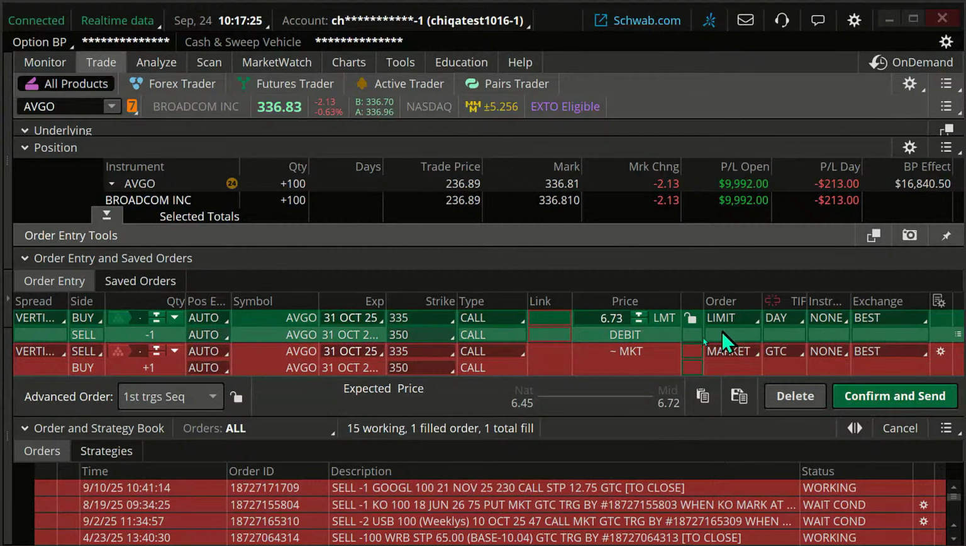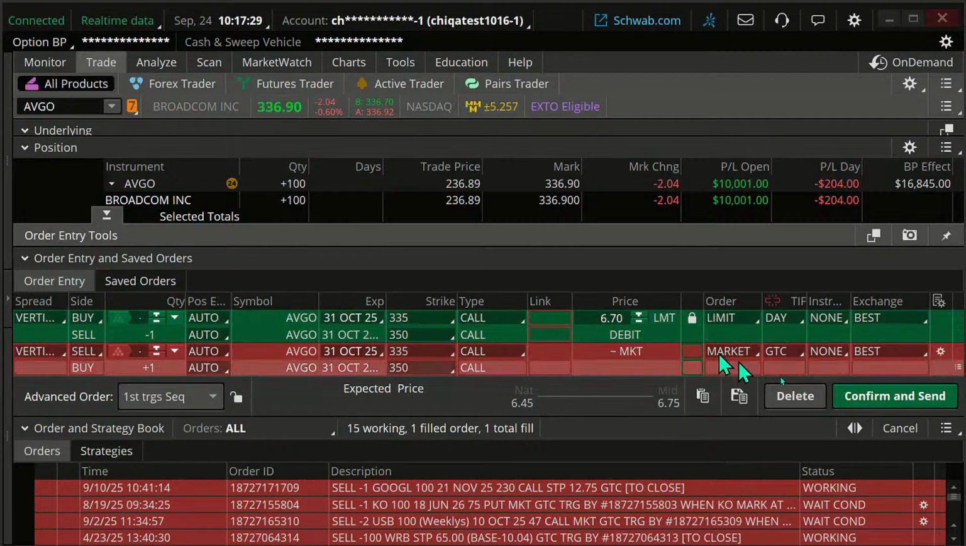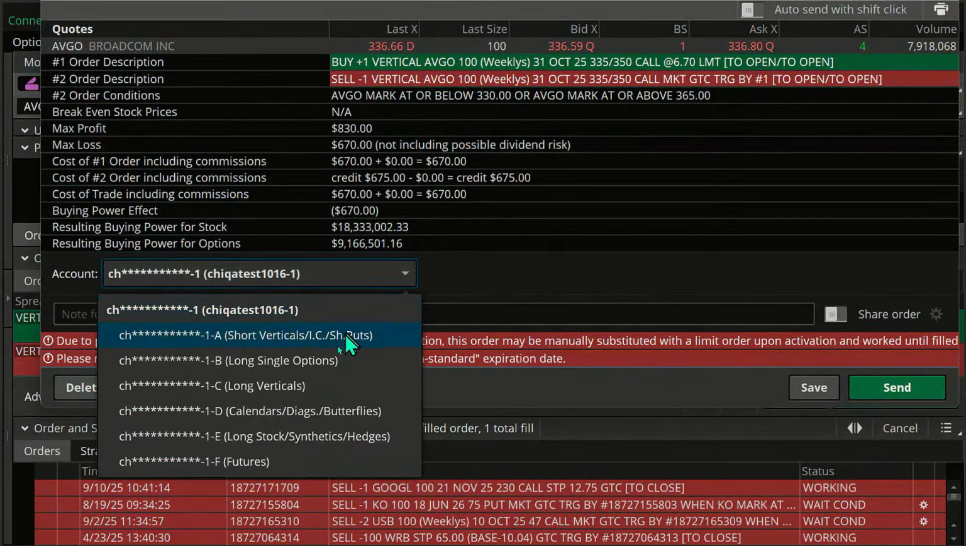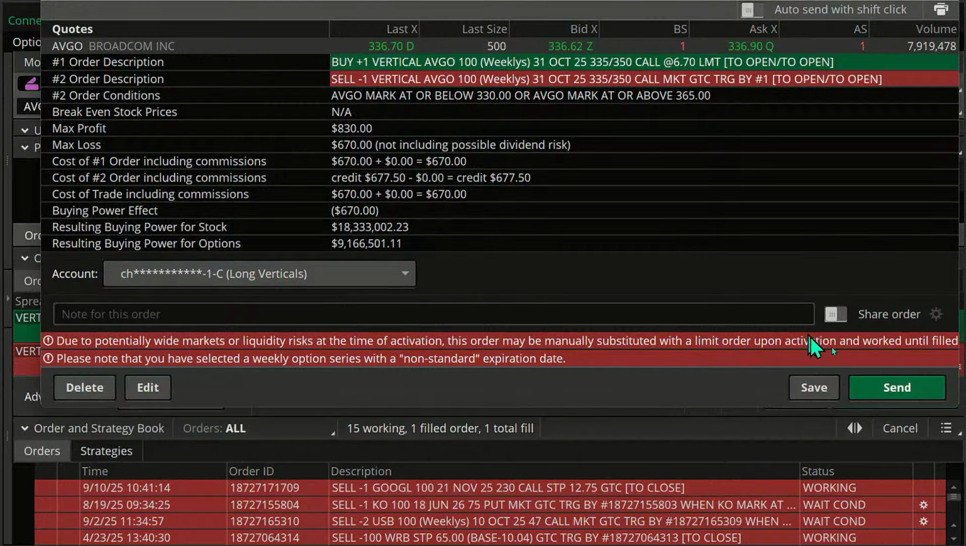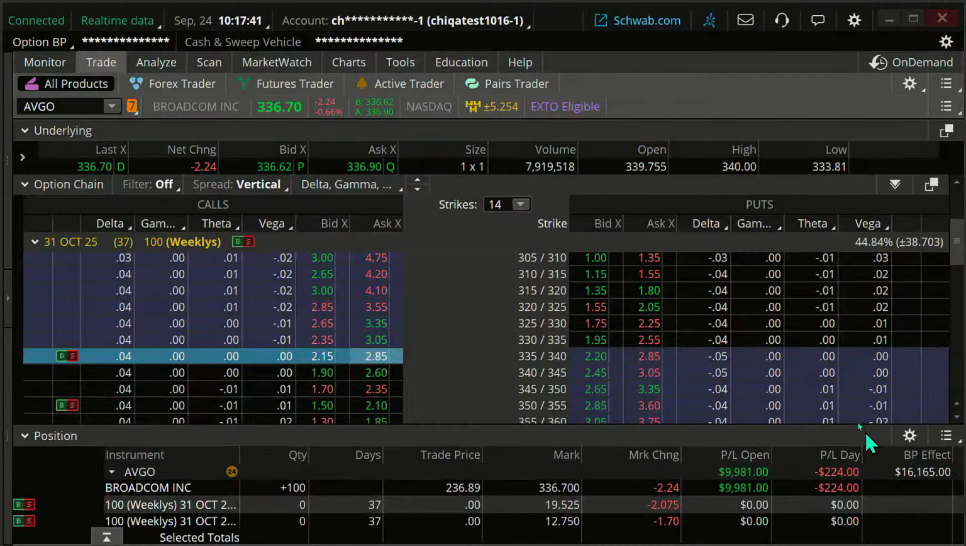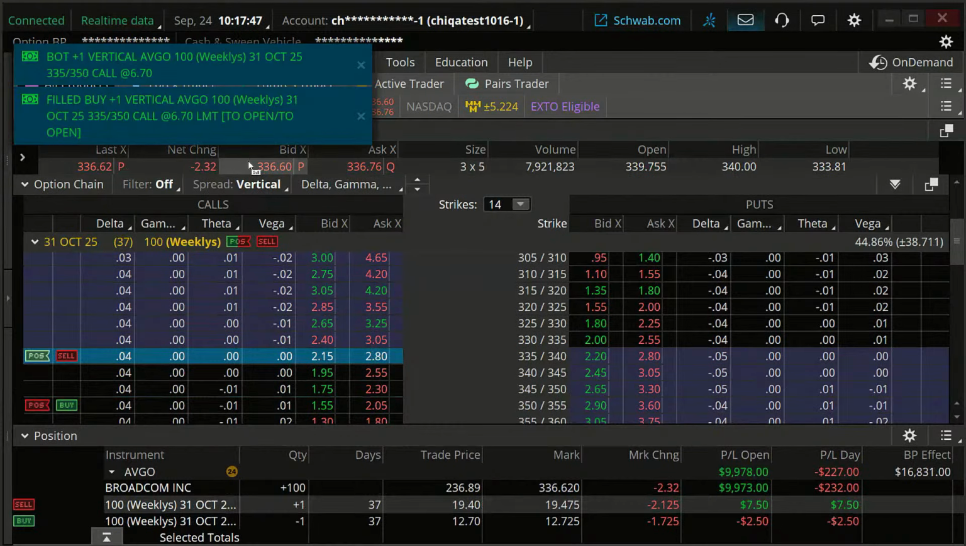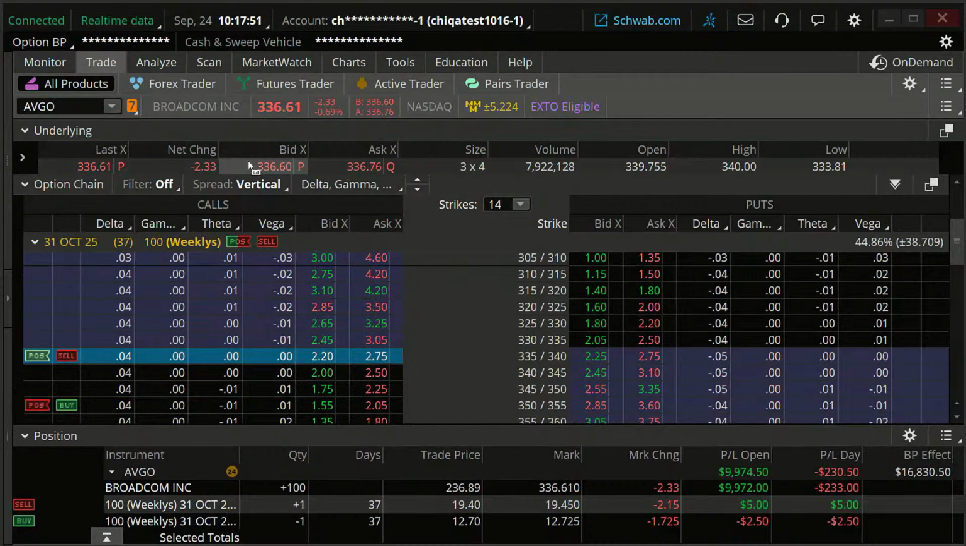Let me actually just go down just a little bit here and just read it over. Make sure it reads right, makes sense. This is going to go in our vertical bucket. Click on send, and it's thinking. We'll see if that fills, okay? So that's an example using, and it just filled. That's an example using exit based on the stock price.